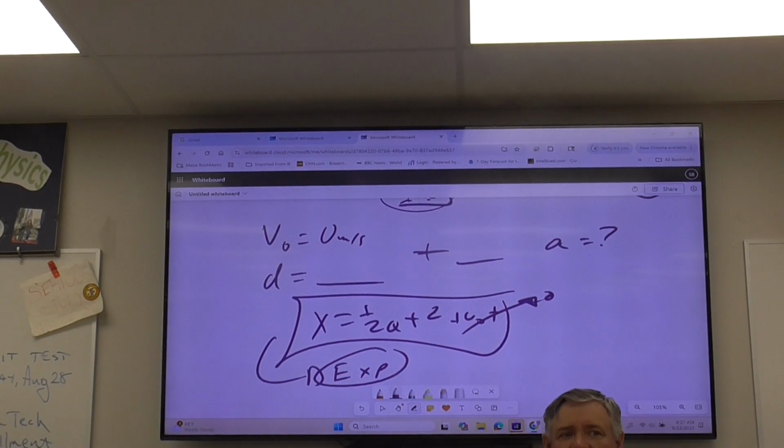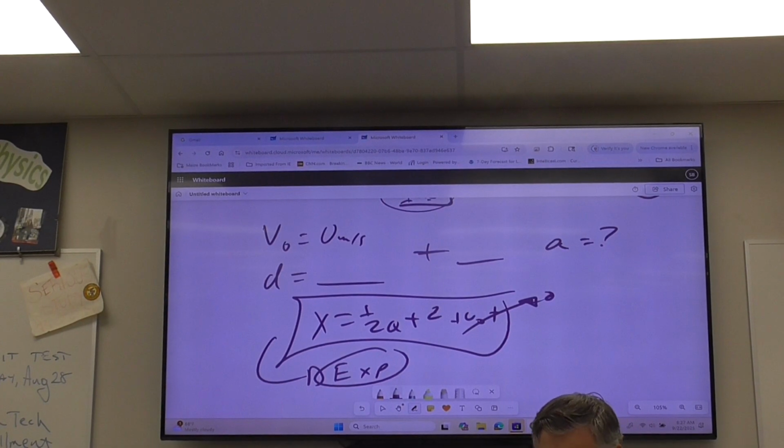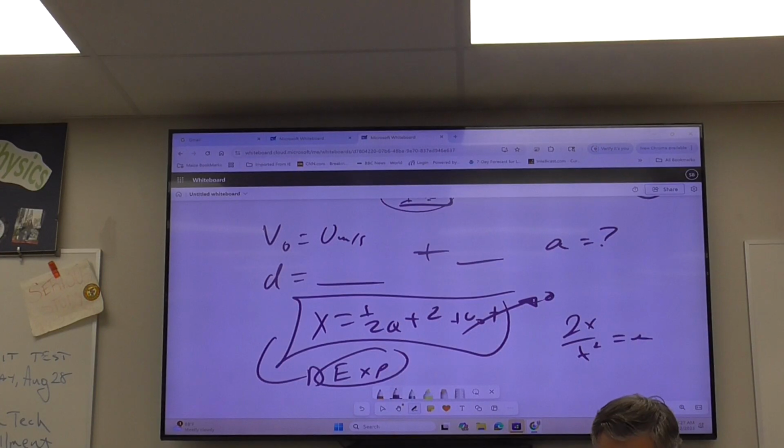Show your calculations. And by the way, this is not showing your calculations: 2x over t squared equals a. That is not showing your calculation. You wrote down a formula. That is not showing calculations. So here's the story for today. Get the data. Then start doing the analysis.